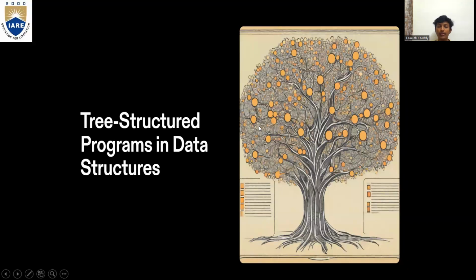So basically, let's first learn the exact meaning of data structures. Data structures means the raw facts and figures, the facts or figures which are not modified or cannot be modified. We basically get the raw facts and figures into data structures, DS. So this is tree structured programs in data structures.